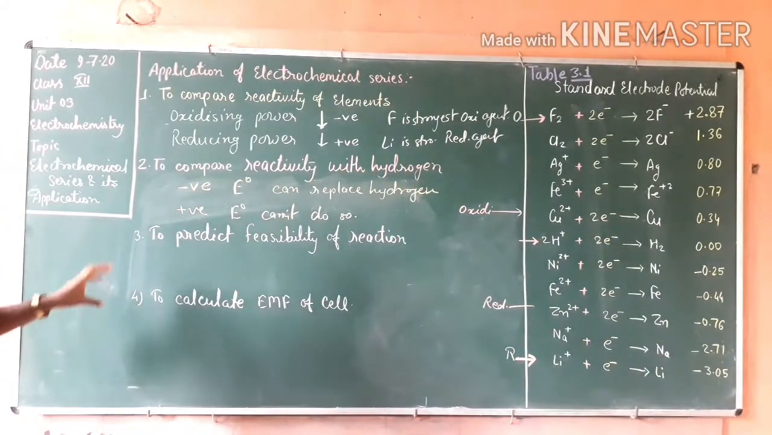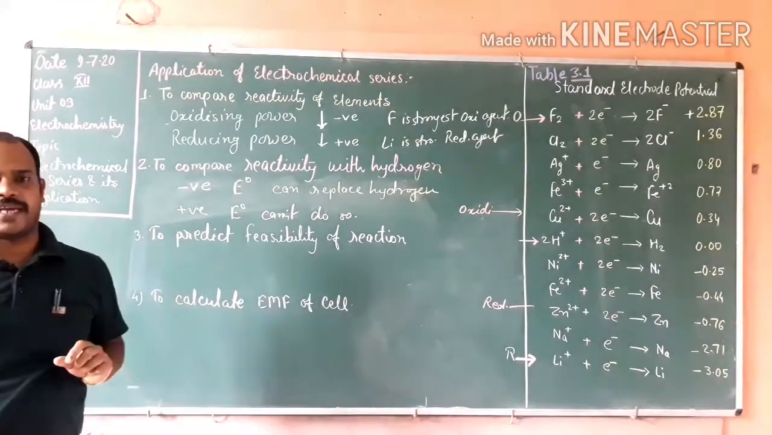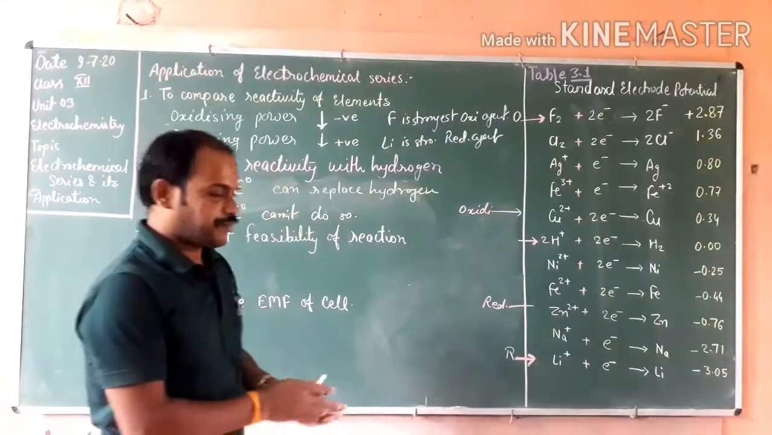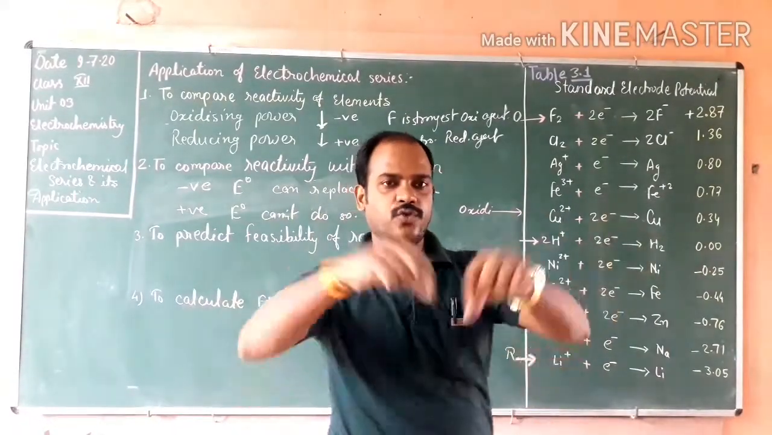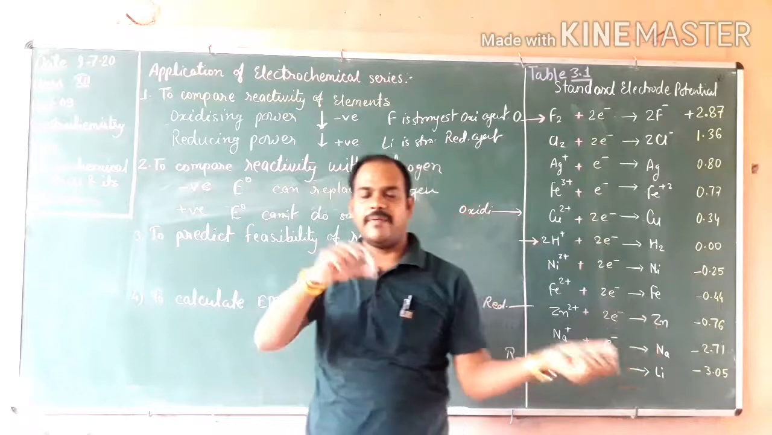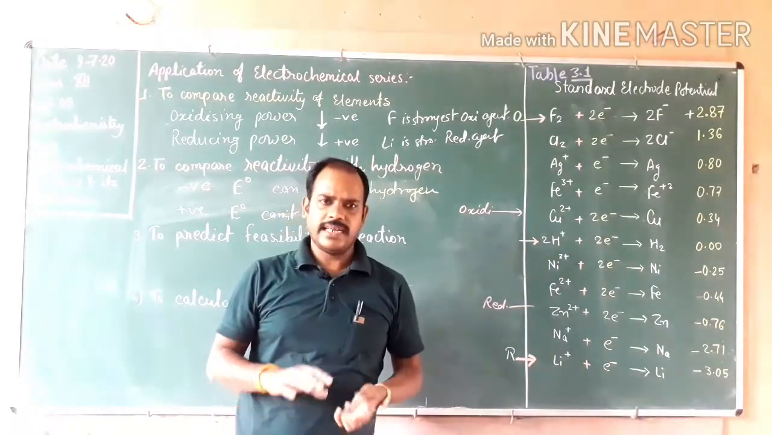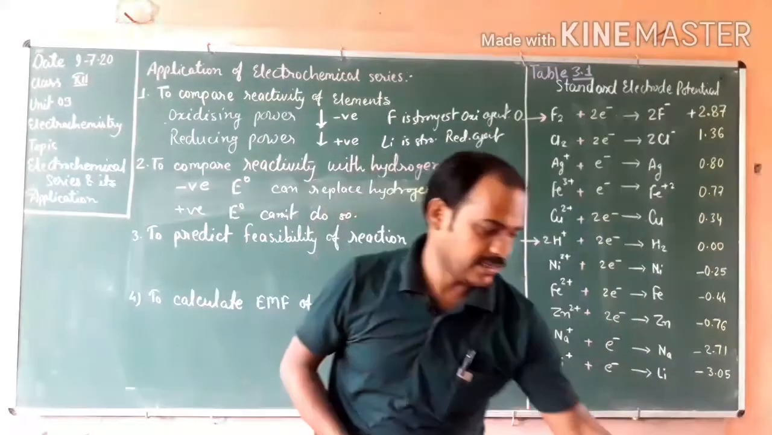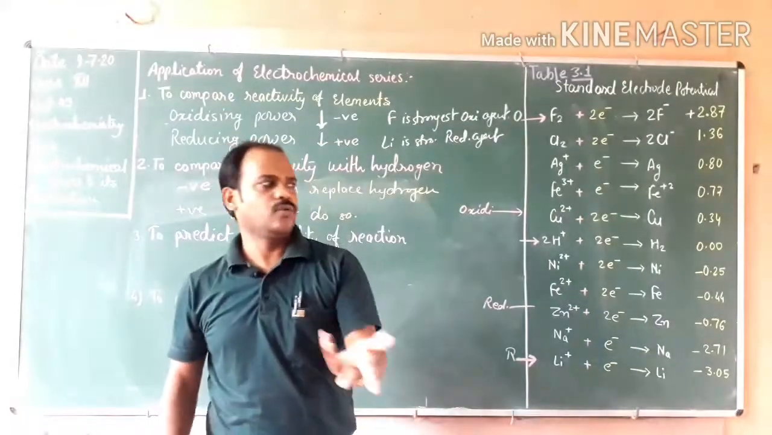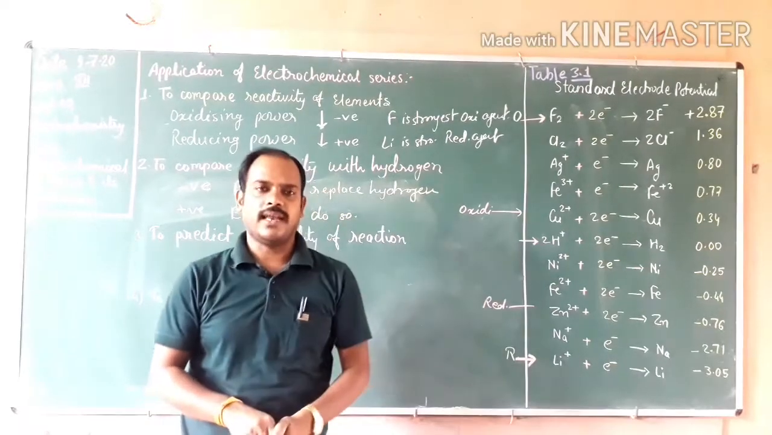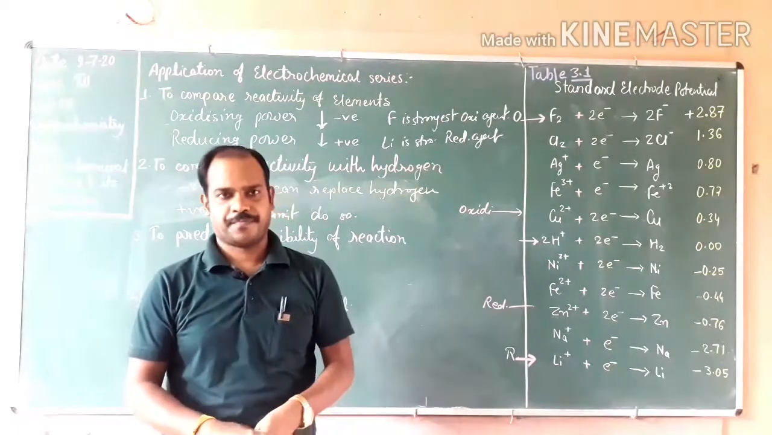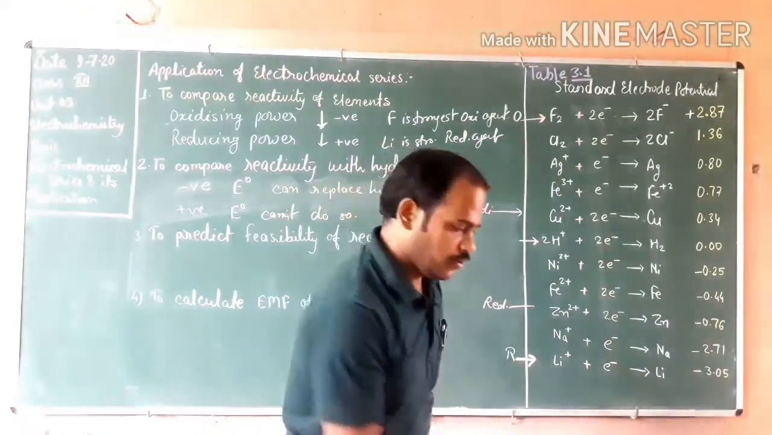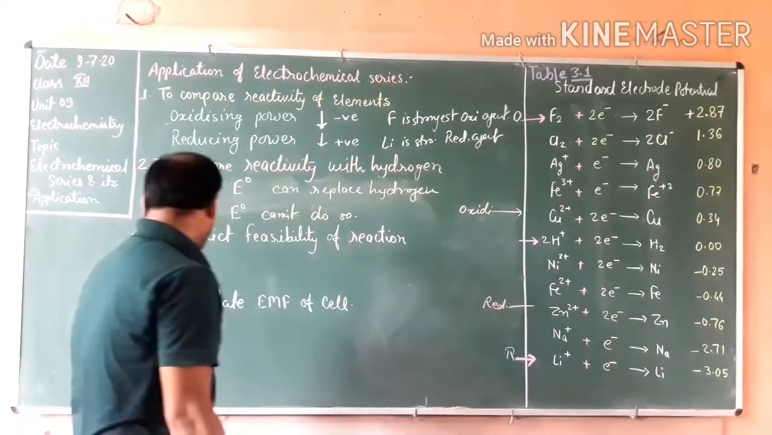Third point, to predict the feasibility of reaction. Feasibility means possibility of reaction. Means if we mix two elements, two solutions, or one element and one solution, then will the reaction take place? It's a question mark, because we don't know. When you enter the chemistry laboratory, you don't know which element is more reactive and which one is less reactive. So how can we compare? Will the reaction take place or not? So here, how can we predict?